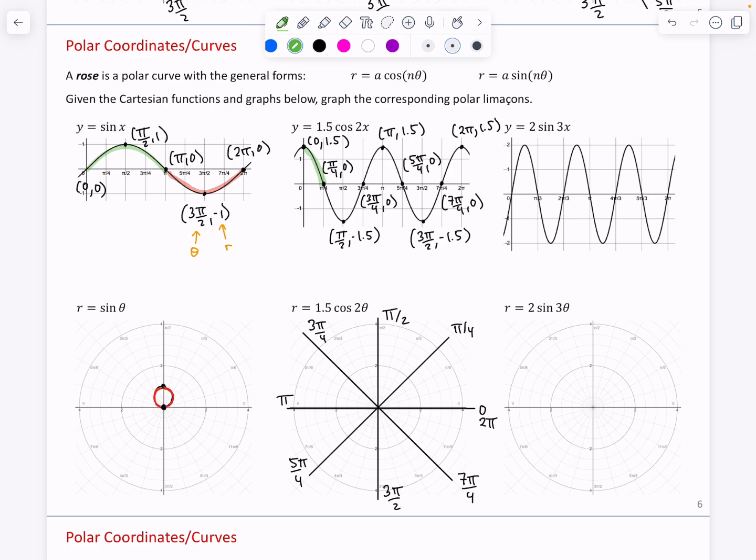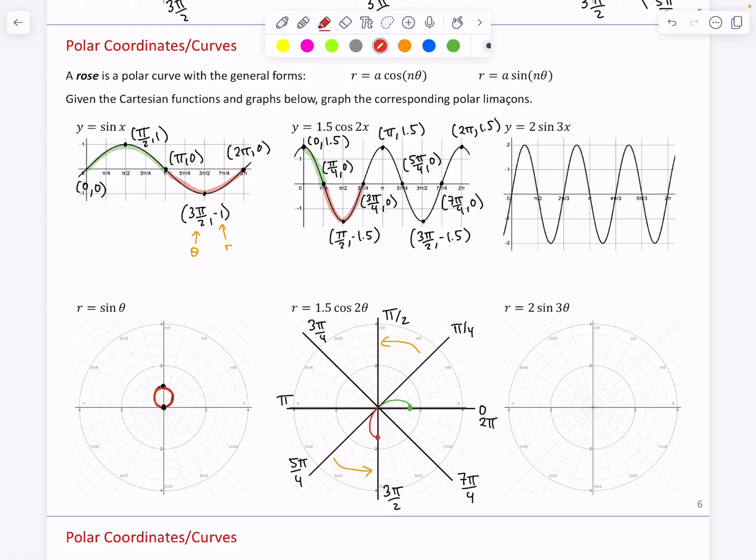Between angles 0 and pi fourths, the radius begins at 1.5 and decreases to 0. So at angle 0, we have a radius of 1.5, and by the time we rotate to pi fourths, the radius shrinks to 0. Now let's focus on this red portion that's below the x-axis, so negative r's. As theta increases from pi fourths to pi halves, because r is negative, we're actually going to draw down here in the third quadrant, and the r decreases from 0 to negative 1.5, corresponding to this portion of a polar curve.